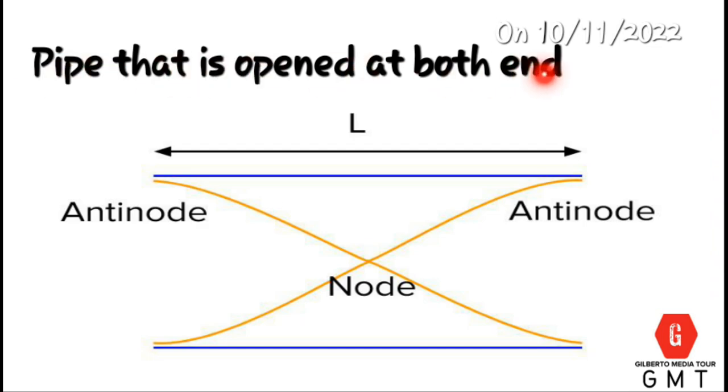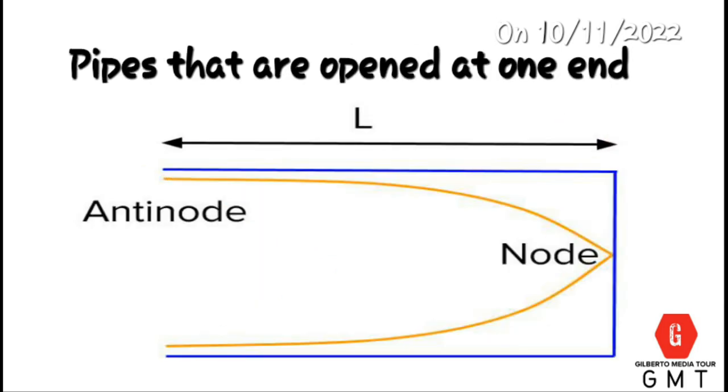Pipe that is open at both ends. The pipe which is open at both ends means that at the end which is open, there is what we call an antinode. At the end which is closed, there is what we call a node. At the other end which is open, there is also an antinode. It means that we have a node in the pipe at the end which is closed and the antinodes at the ends which are open.